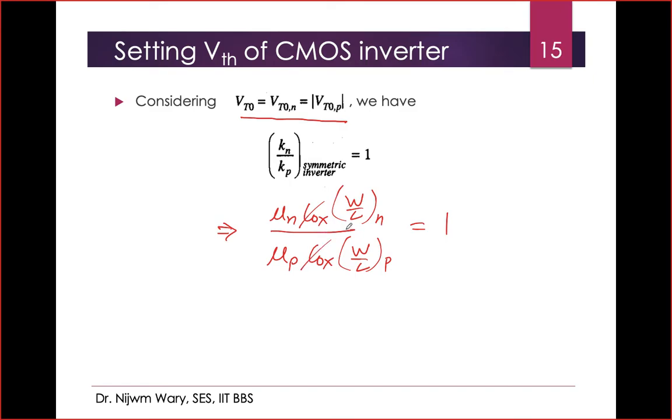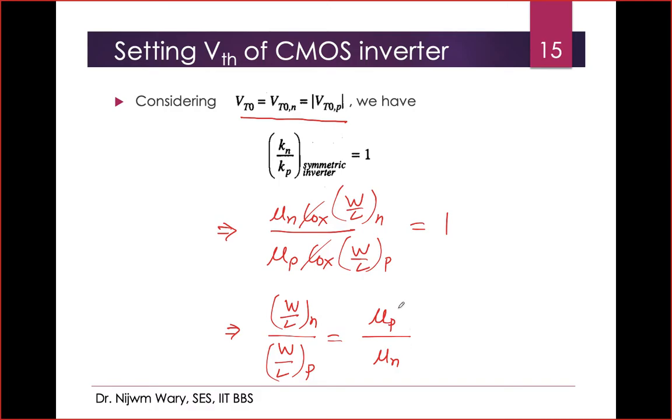So if I just rearrange this equation, W by L of N and W by L of P will be equal to, if I take this mu P up here, and mu N down. So what I have finally come out with, to get an ideal inverter characteristic, is that the W by L ratio of the NMOS and the W by L ratio of the PMOS should be in the ratio mu P by mu N.